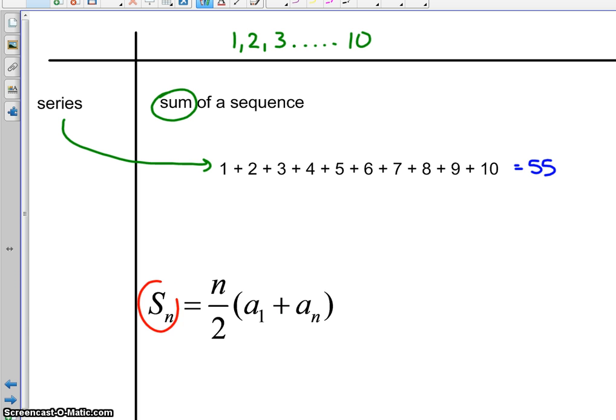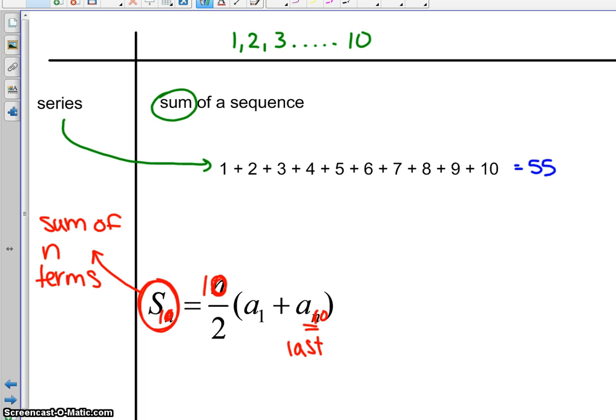Capital S sub n talks about the sum of n terms of a sequence. And again, obviously, your number of terms, a sub 1, your first term. And here's the one where a lot of times people refer to that as your last term, a sub n. But once I figure out my number of terms, in this case, 10, this now becomes a sub 10. This now becomes s sub 10.